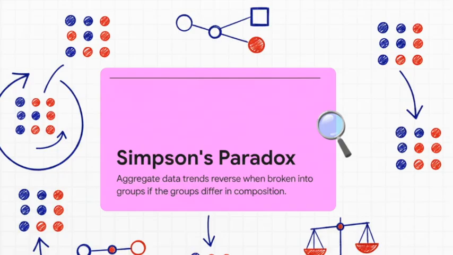It arises whenever the aggregate relationship between two variables differs from the within-group relationships, and this happens specifically because the groups themselves differ in composition. It's absolutely crucial to understand that this isn't a mathematical trick. It's just a routine consequence of how aggregation interacts with composition. An aggregate is, at its core, a weighted average of group results. Change the weights, and you inevitably change the answer.